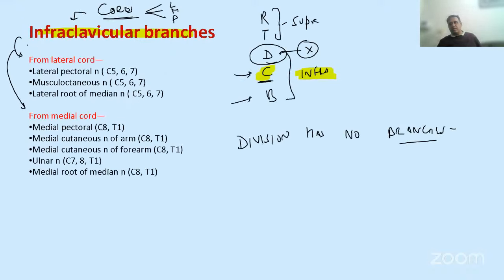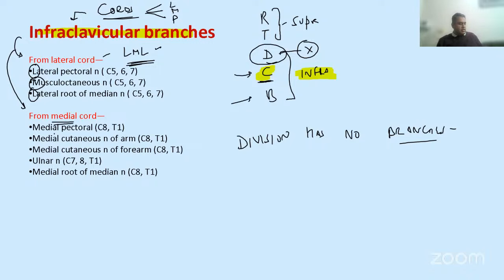Sir, how to remember them? No problem. For the lateral cord, the mnemonic would be LML. Lateral pectoral nerve, L; musculocutaneous, M; and the L is the lateral root of median. Yes or no? That's a very simple way to remember it. So LML would be the branches from the lateral cord.